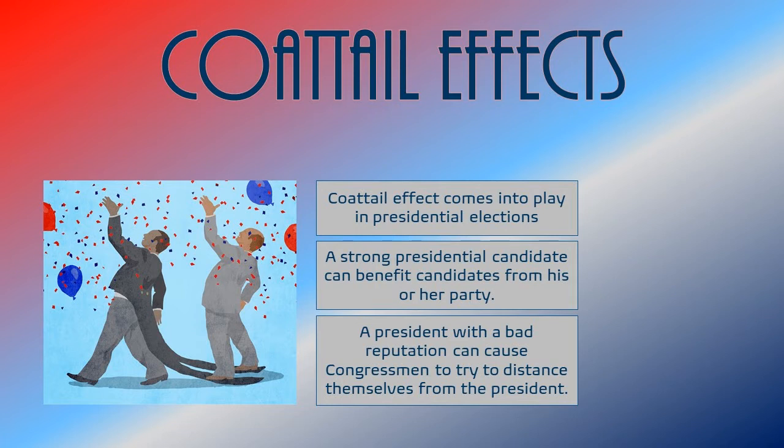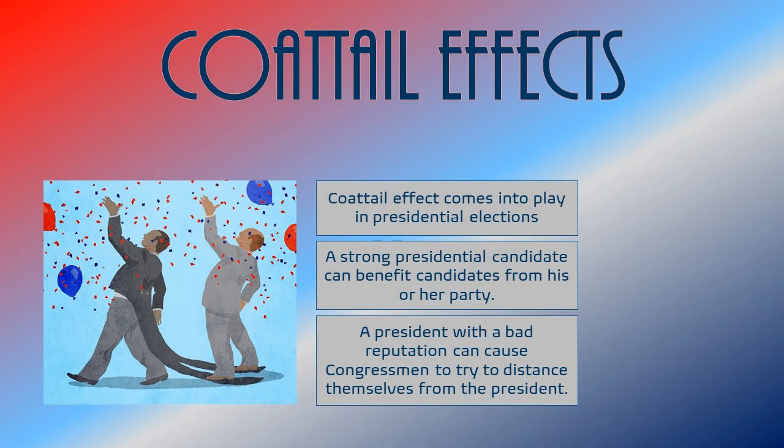But the reverse is also true. A presidential candidate with a bad reputation may cause the congressman to try to distance themselves from the president. So when a president is becoming unpopular, candidates in their own party will try to campaign based on how different they are than the president of the United States. So we want to talk about coattail effects first, because the types of elections we're about to talk about will be elections that don't involve the president at all, and it's up to Congress on their own to attract voters.